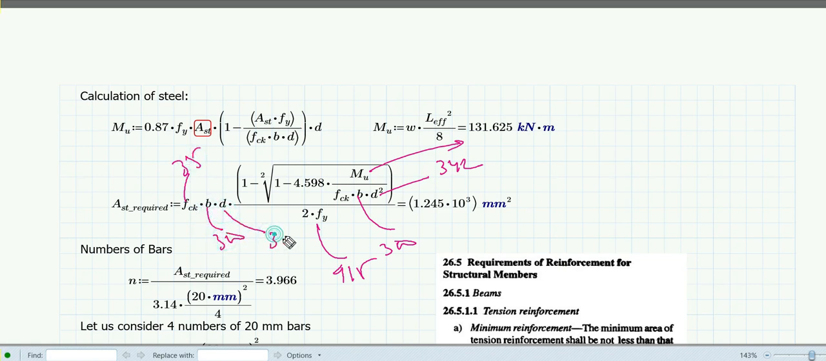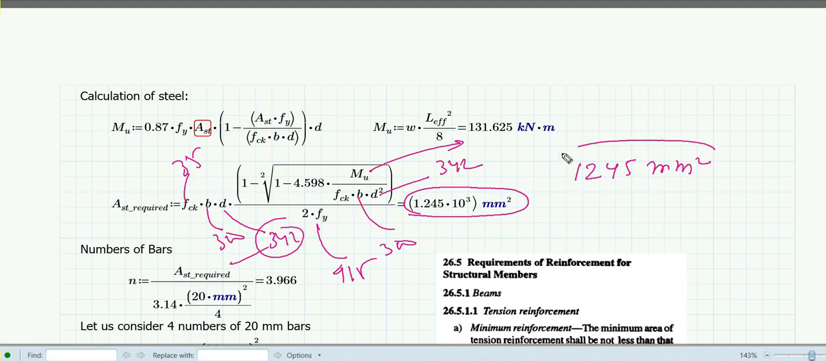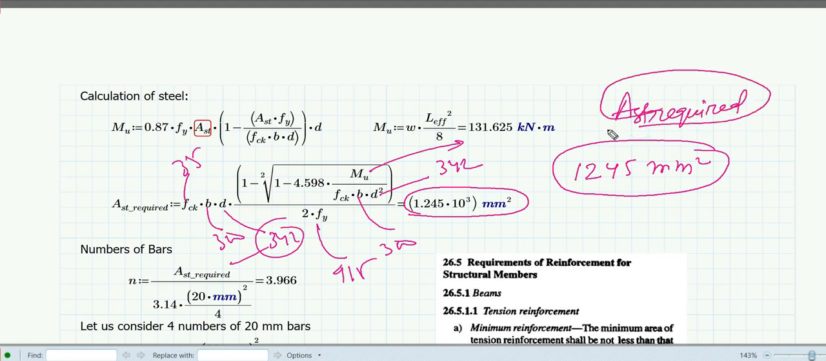B is 300. D is 342. So this value put, you will find out that AST required is this much, which means 1245 mm square. This much of area of steel you have to provide. This is the required area. This is AST required. So this is the required steel to take care of this particular moment. This much of area should be provided.